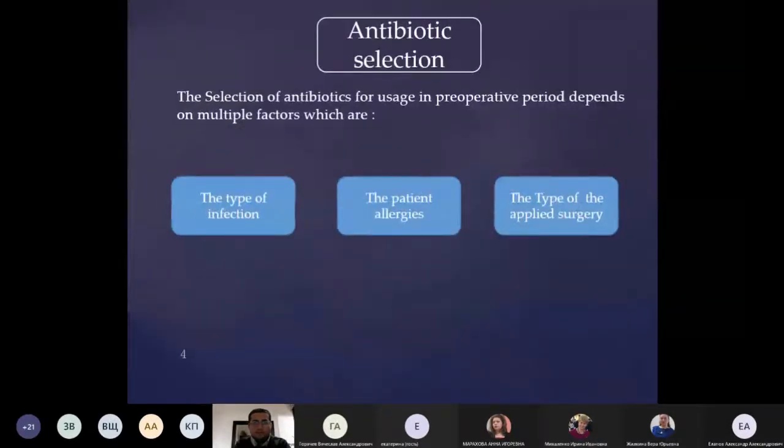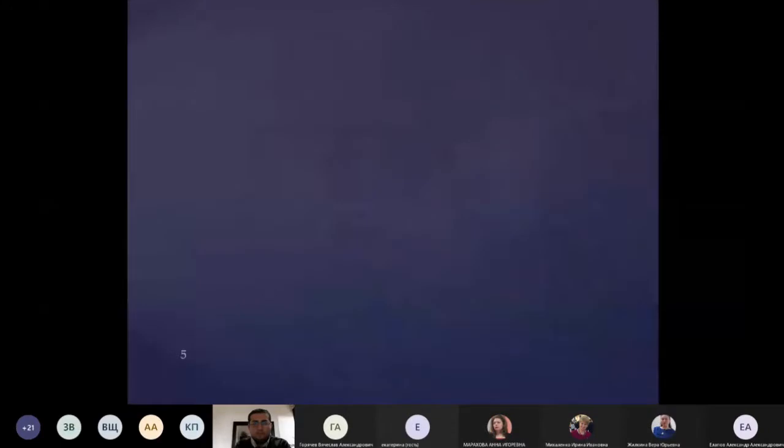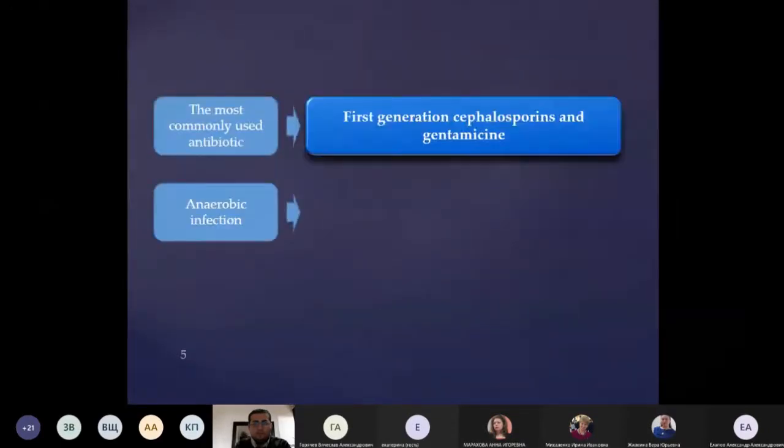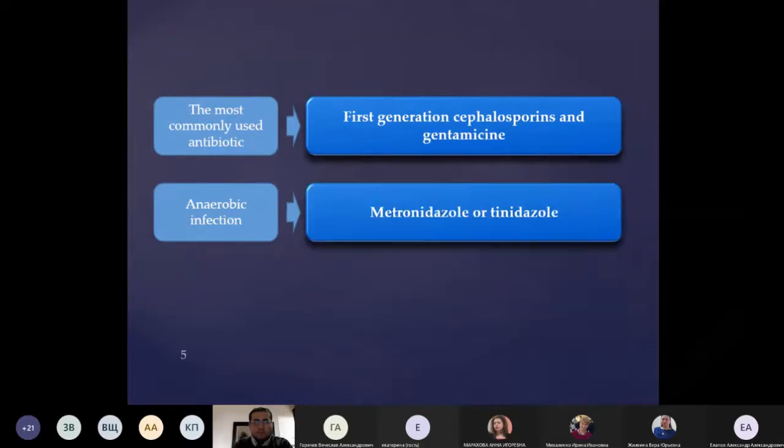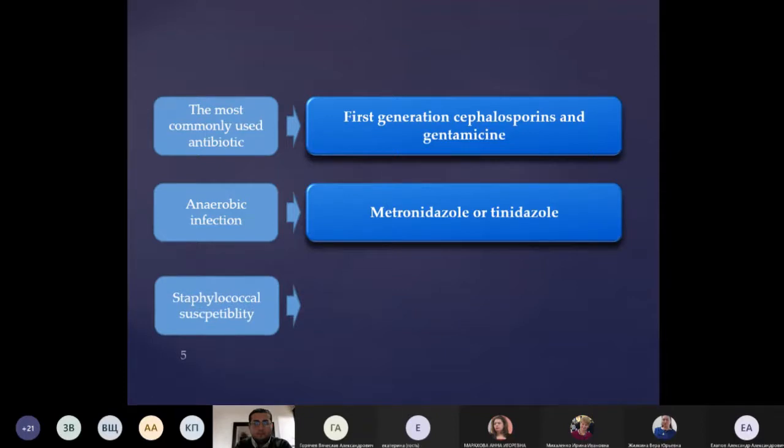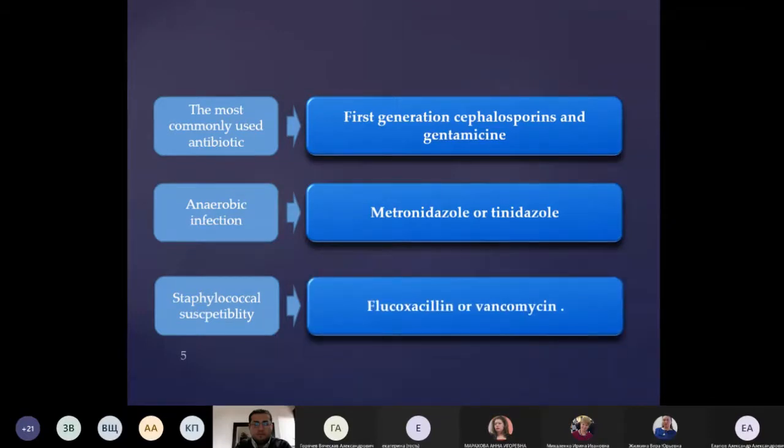The selection of antibiotics for usage in the pre-operative period depends on multiple factors, which are the type of infection, the patient allergies, and the type of applied surgery. The most commonly used antibiotics in surgery are the first-generation cephalosporins and gentamicin. In the case of anaerobic infection, metronidazole or tinidazole are commonly used. In the case of staphylococcal susceptibility, commonly used antibiotics are flucloxacillin or vancomycin.